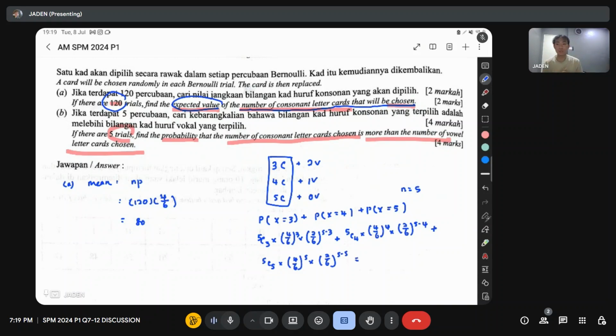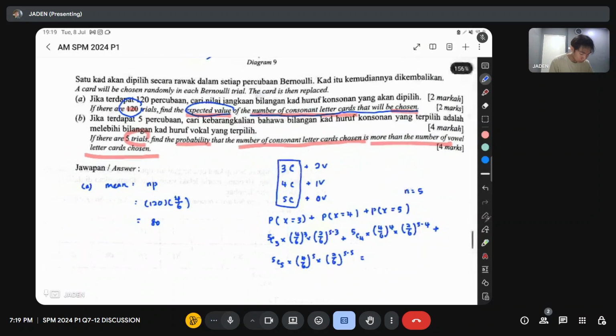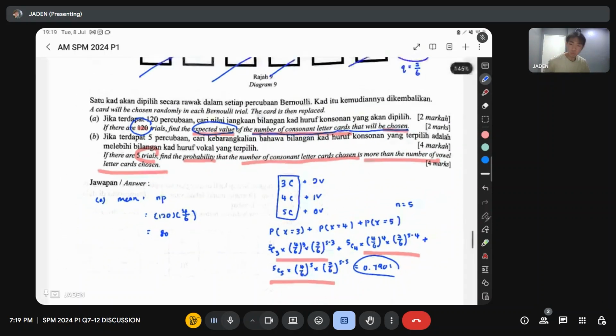Okay, finally we will get our final answer, which is 0.7901. If you press all this together, of course you're going to press one by one and then add them up. Eventually you will get the answer 0.7901. And that will be another 4 marks. So that will be the last part of the discussion for this video.